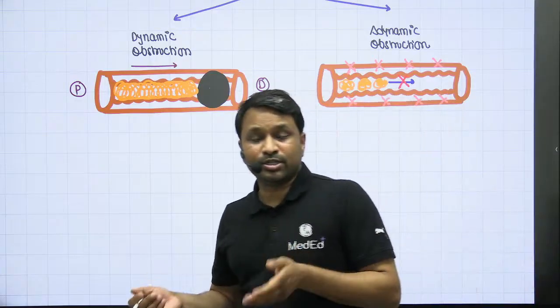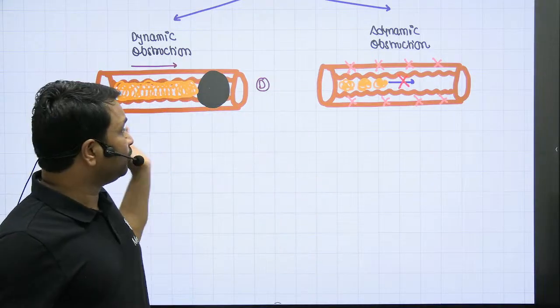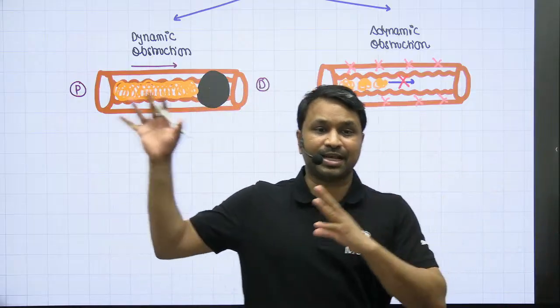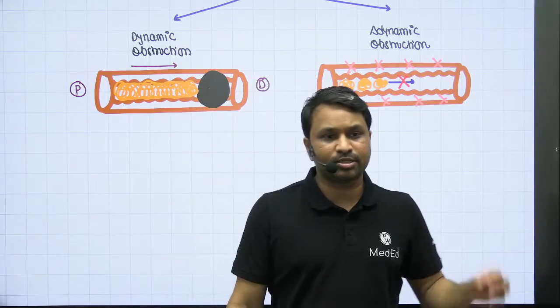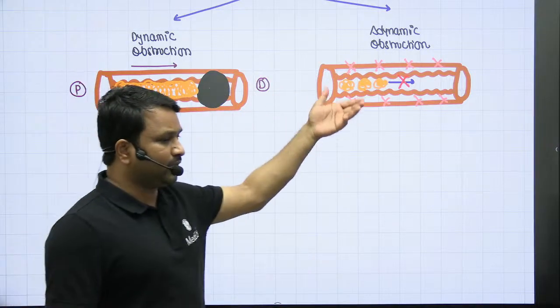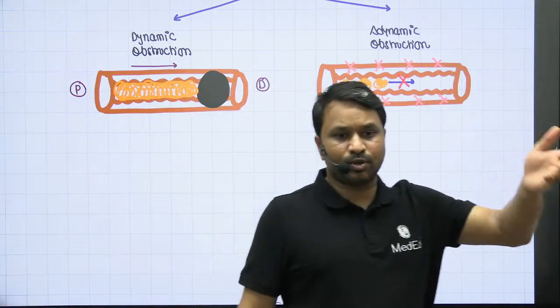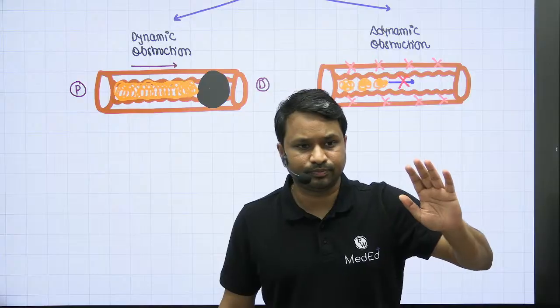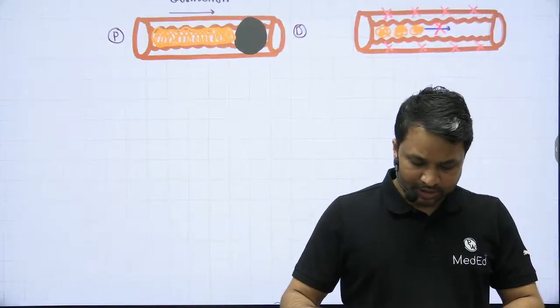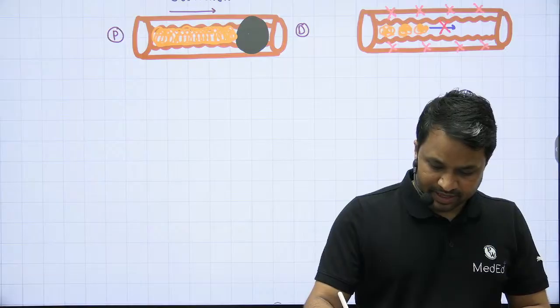Hence, what is an obstruction? It is where content is not able to move from proximal to distal; it is getting stuck. Either there is a dynamic or an adynamic cause. Dynamic is a visible mechanical obstruction. Adynamic is simply loss of peristalsis. This is what you have to understand. Is that clear? Okay.